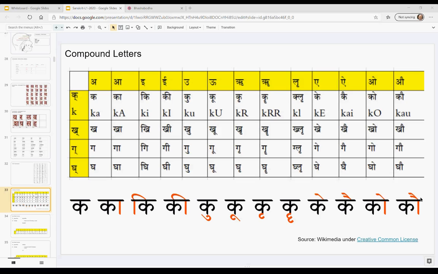All these vowel symbols can be added to any of these consonant symbols to get the letters written in Devanagari script. Remember, Devanagari is not the only script used to write Sanskrit letters. Other scripts can be used, which are phonetic. But generally, Devanagari is more popular now.